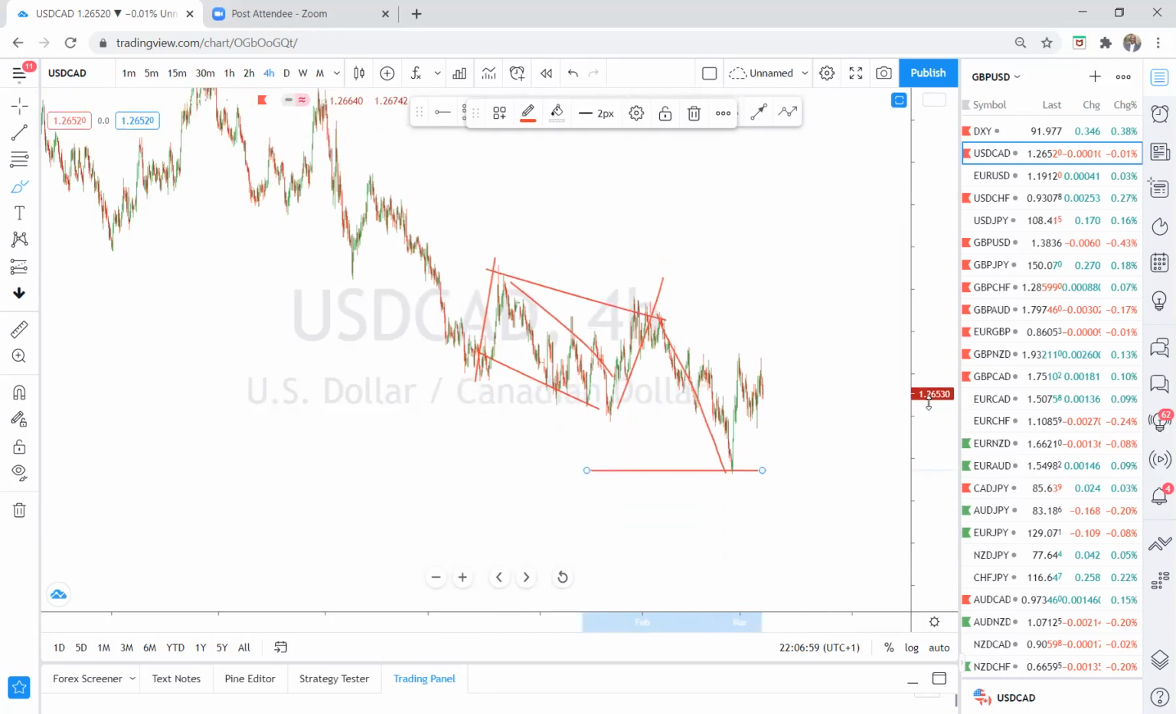Why are we having this push to the upside? This pair has more downside to go.